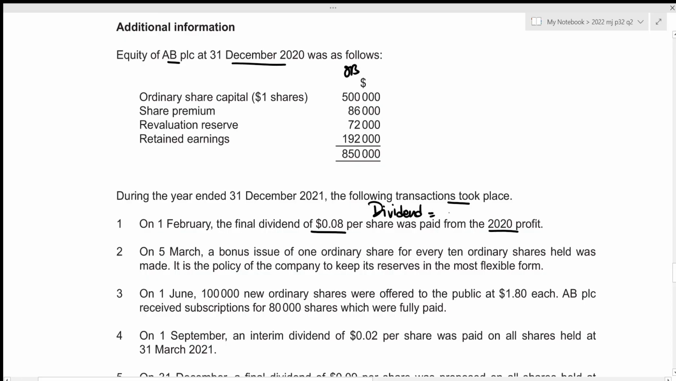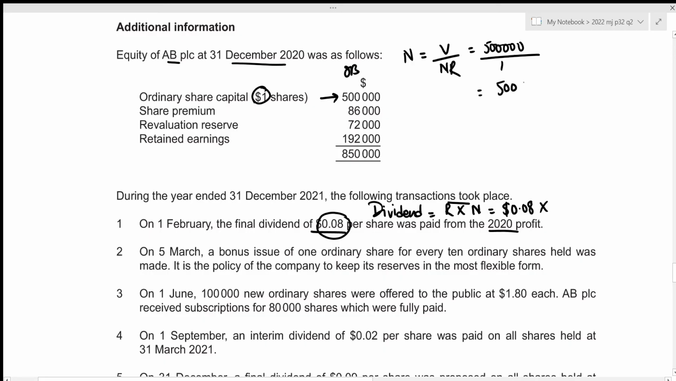And the formula is just going to be rate times the number of ordinary shares. And in this case, we have our rate to be 0.08 per share. Now let's figure out the number of ordinary shares. The number of ordinary shares is just equal to the value divided by our nominal rate. And in this case, we have the total value of ordinary shares to be 500,000. And we are given the nominal rate to be 1, which means that the number of ordinary shares is also going to be 500,000. Now this gives the total dividend paid at the date of 1st January 2021 to be 40,000.